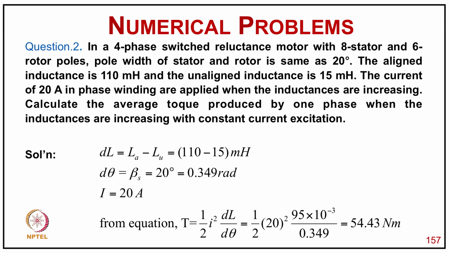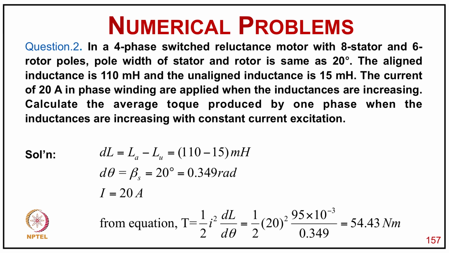Now question 2. In a 4-phase reluctance motor with 8 stator poles and 6 rotor poles, the width of stator and rotor poles is the same, 20 degree. The aligned inductance is 110 millihenry and unaligned 15 millihenry. A current of 20 ampere in the phase winding is applied when the inductance is increasing. Calculate the average torque produced by one phase when the inductance is increasing with constant current excitation.